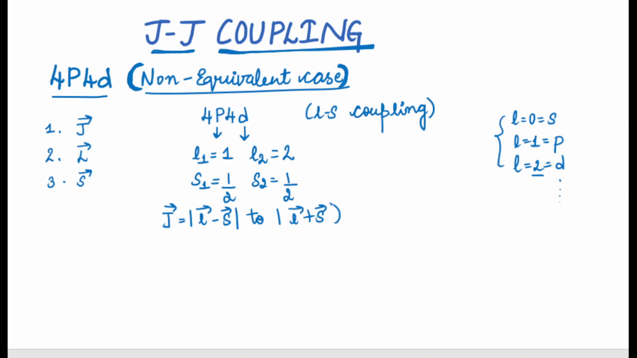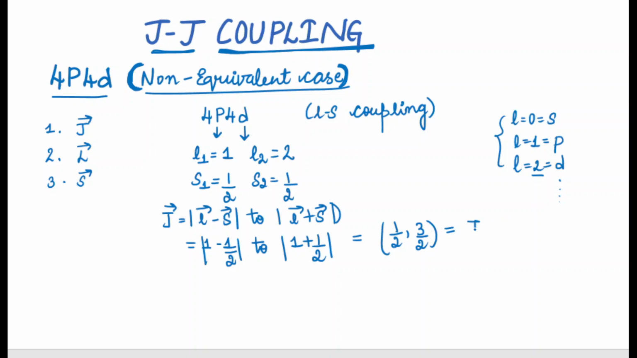Now, for the first, L minus S means 1 minus half to 1 plus half. 1 minus half is 1 by 2 and 1 plus half is 3 by 2. This I am calling J1, because we did this for L1 and S1. Now we are doing it for L2 and S2.